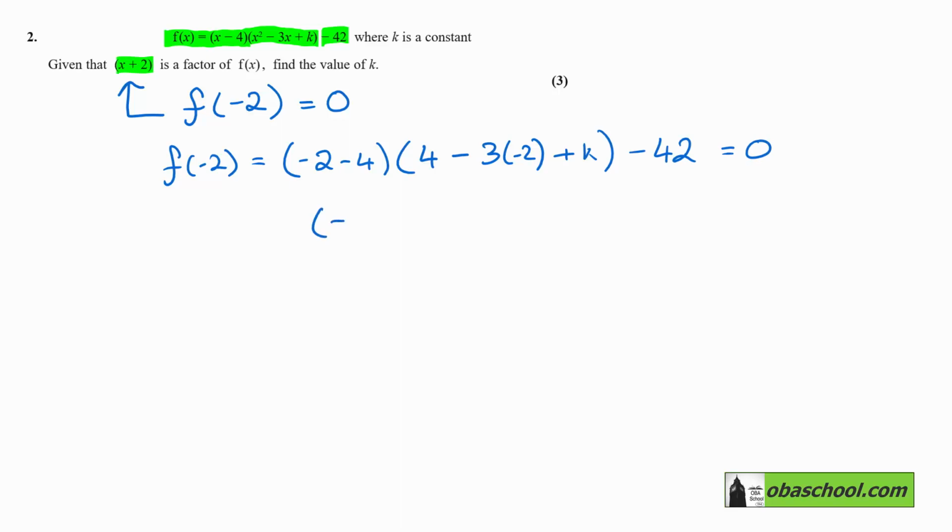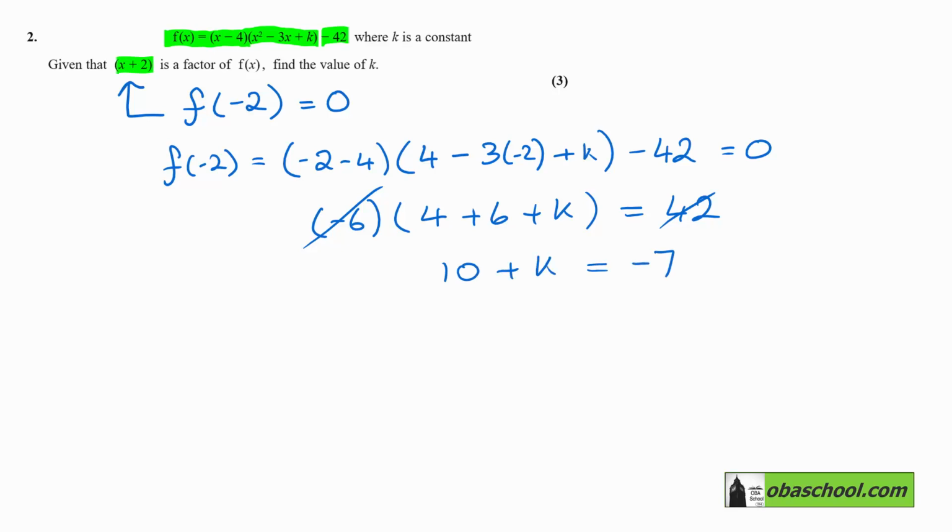So that's negative 6 into 4 plus 6 plus k is equal to 42. Dividing both sides by negative 6 gives us 10 plus k is equal to negative 7. Subtract 10 from each side and we get k is negative 17.